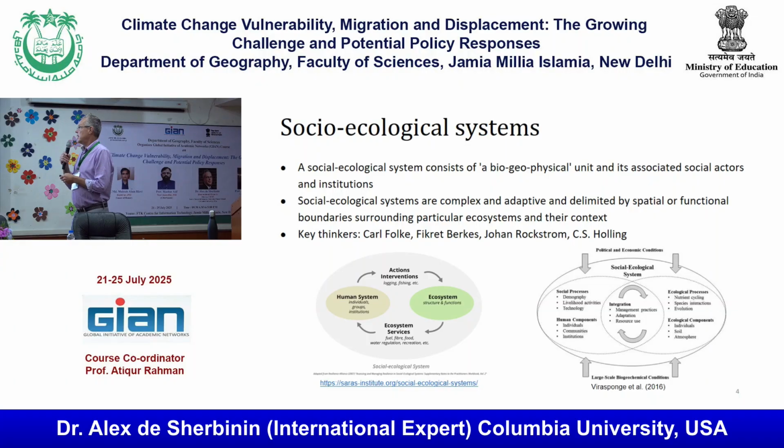So socioecological systems consist of the bio-geophysical unit and its associated social actors and institutions. Socioecological systems are complex and adaptive and delimited by spatial or functional boundaries surrounding particular ecosystems and their context. Some of the seminal thinkers in this area are Carl Folke, Fikret Berkes, Johan Rockström, the planetary boundaries guy, and C.S. Holling.